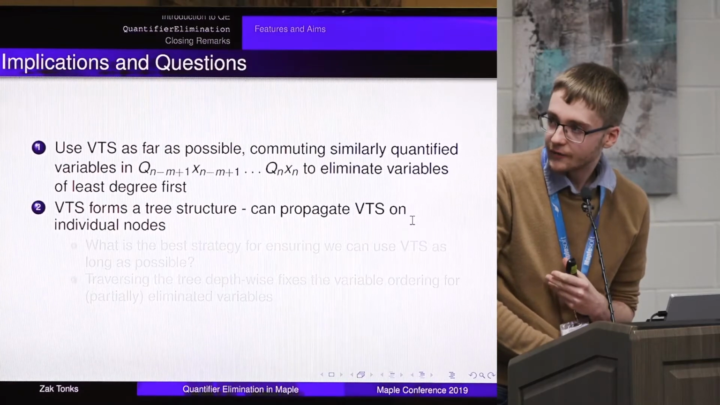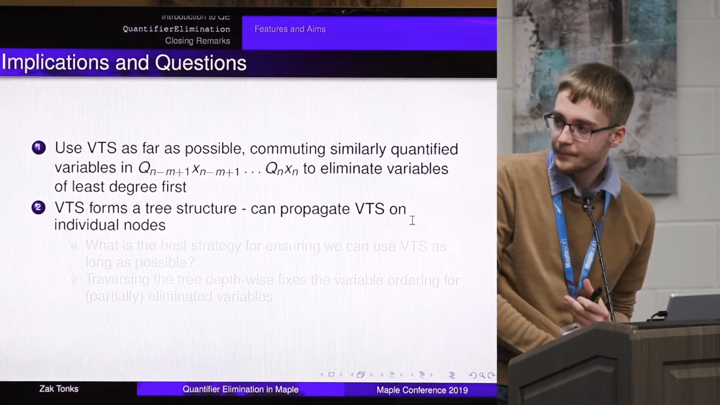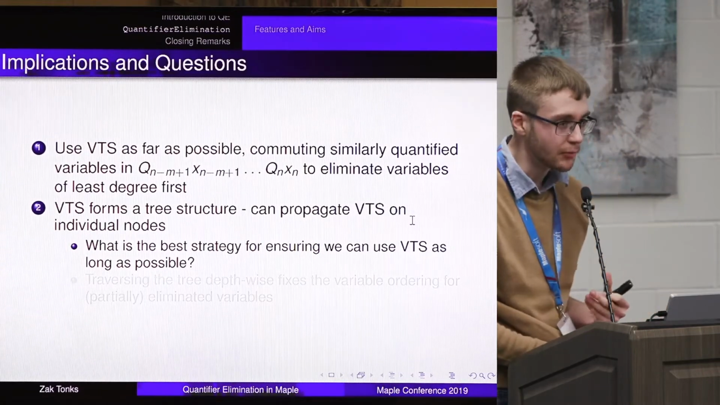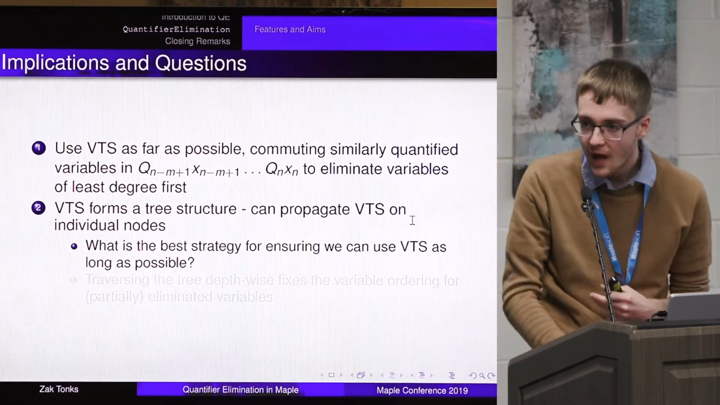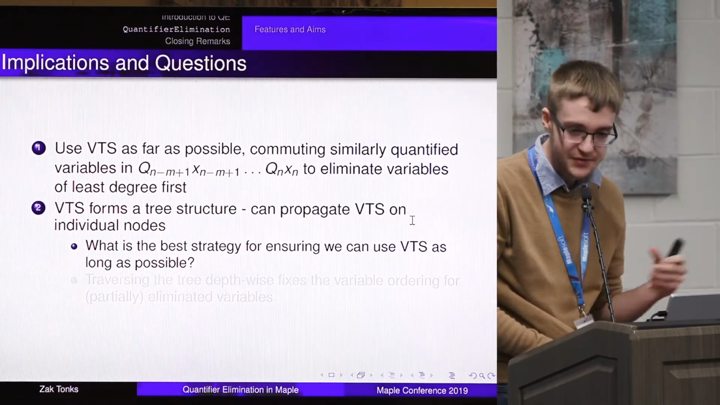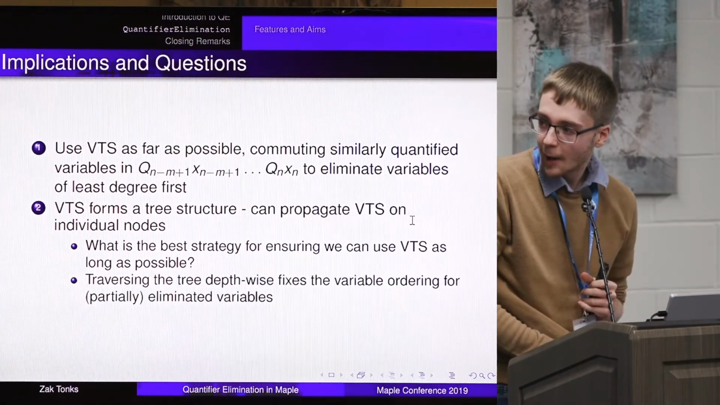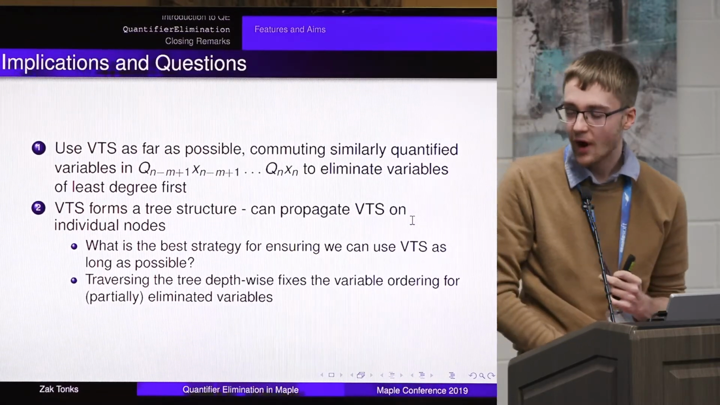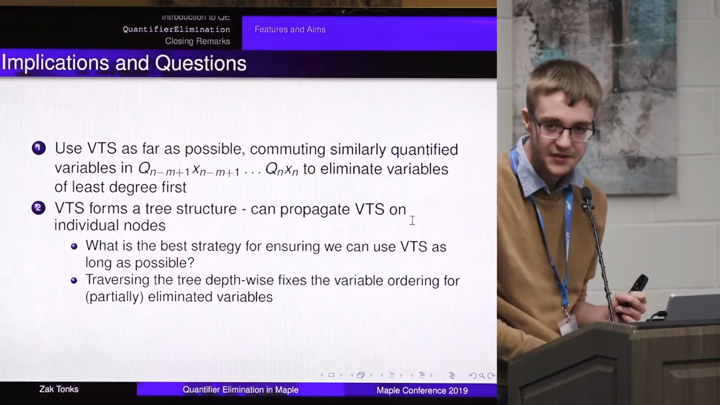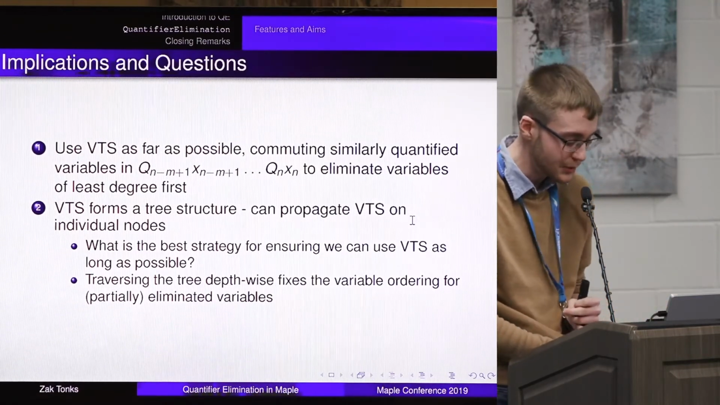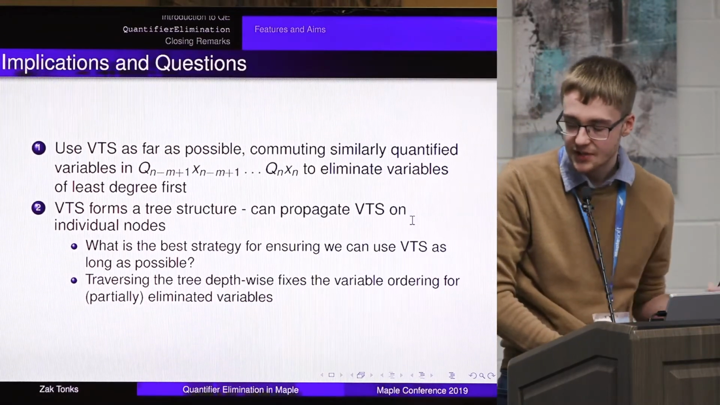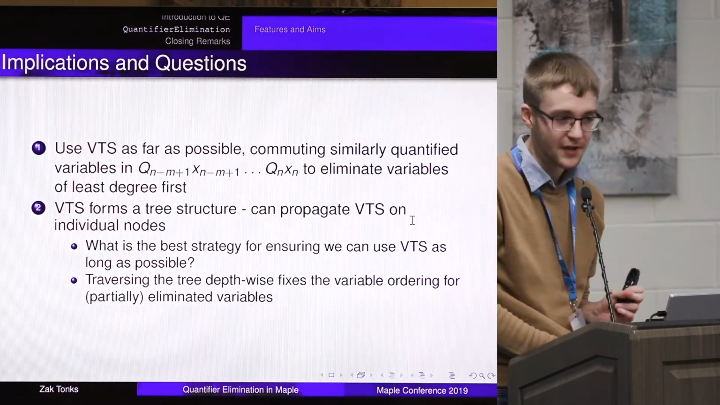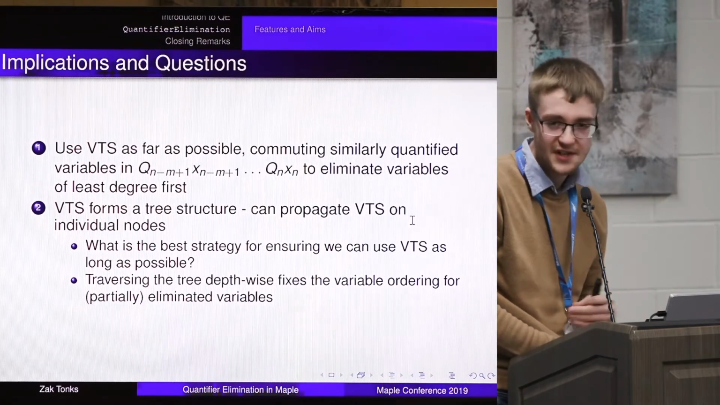So the implications of this, what is really the best strategy for ensuring we can use VTS as long as possible, right? I want to do as much VTS as possible. There's some quite non-trivial questions in terms of variable strategy there. And there is a problem in terms of the fact that traversing the tree depth-wise, which really makes sense, I guess, in terms of getting to an answer maybe as quickly as possible for something completely existentially quantified or similar, it's going to fix the variable ordering for all those partially eliminated variables for VTS or otherwise.